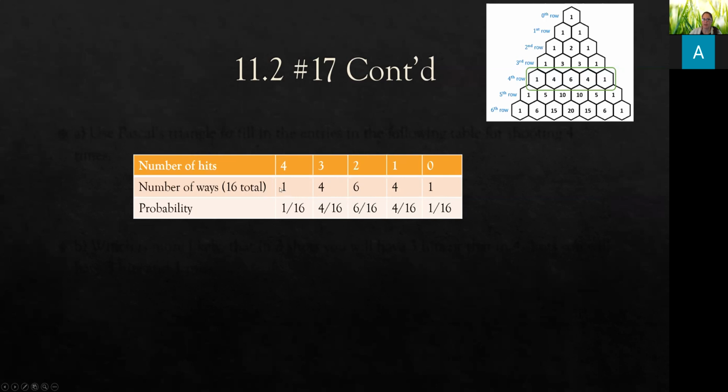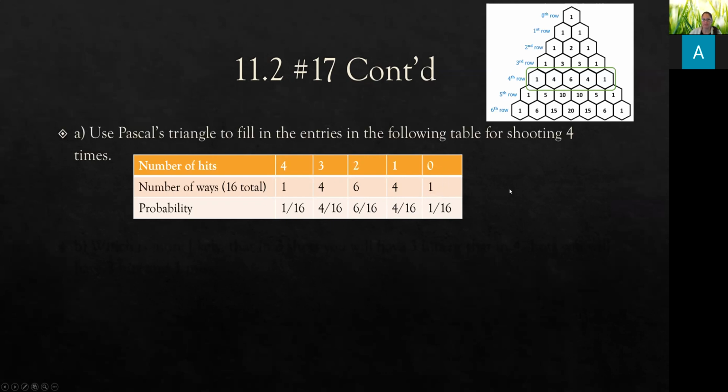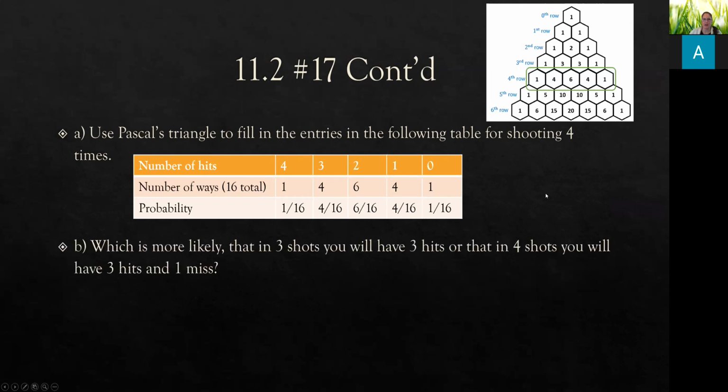If we add up the numbers here, we get 16. And so the probability of getting 4 hits will be 1 out of 16. The probability of getting 3 hits will be 4 out of 16. The probability of getting 2 hits will be 6 out of 16. The probability of getting 1 hit will be 4 out of 16. And the probability of getting 0 hits is 1 out of 16.